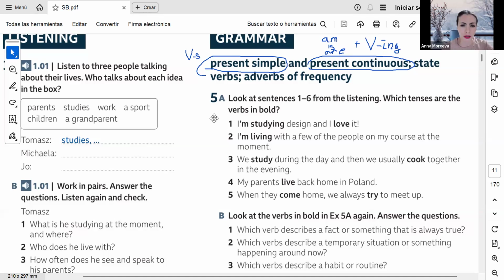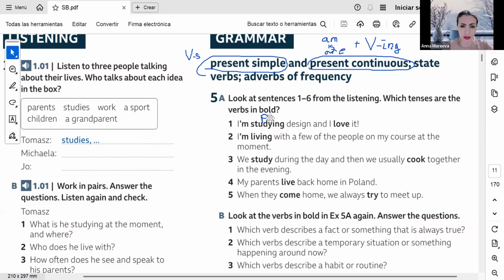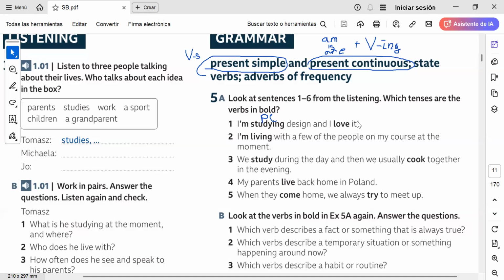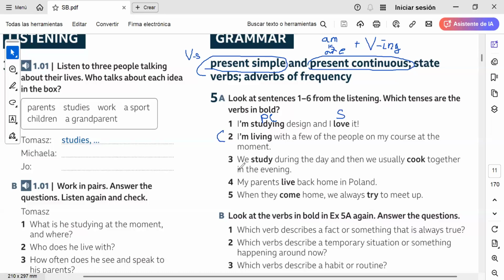So, number 1, is it present simple or present continuous? Continuous. First, present continuous. I'm studying design, and then I love it. Simple? Yeah, present simple. Number 2, I'm living with a few of the people on my course at the moment. Continuous? Yeah, present continuous.